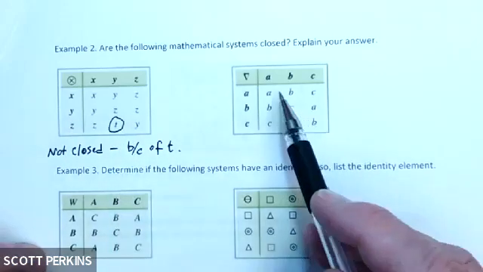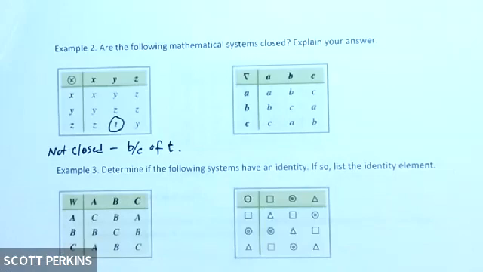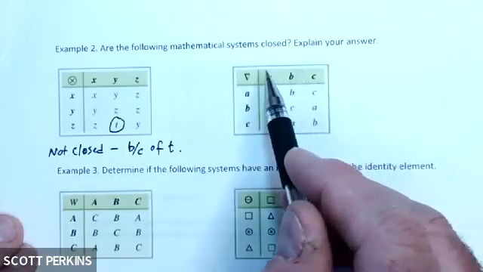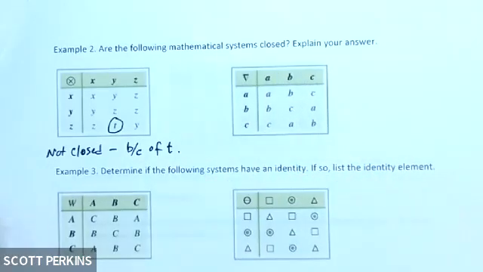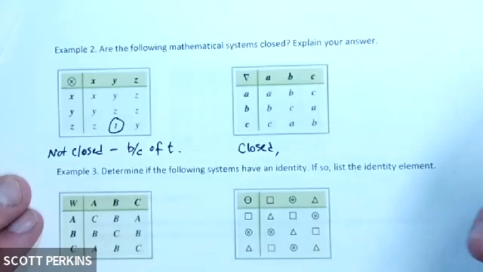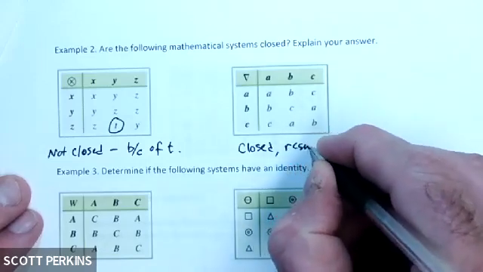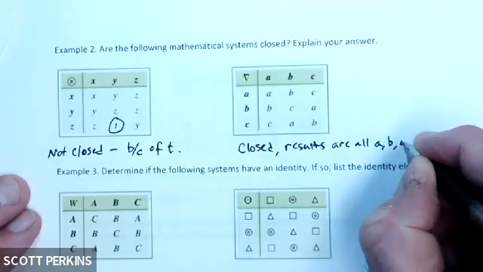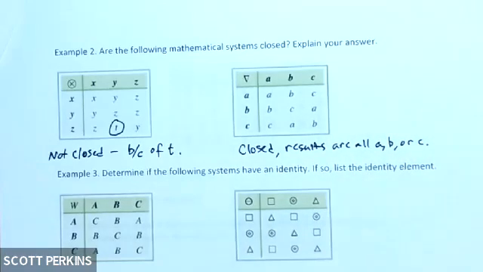How about the second mathematical system? What are the elements of the set? A, B, C, just what's in the top row. That's what defines the elements of the set. Is this one closed? Yes, it's closed. And the reason we can say it's closed is the results are all A, B, or C. There's no result of my operation that's anything different. So far, so good? We doing all right?